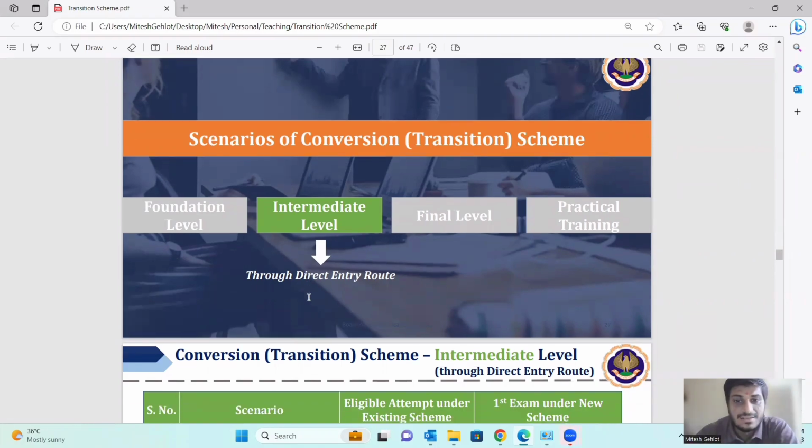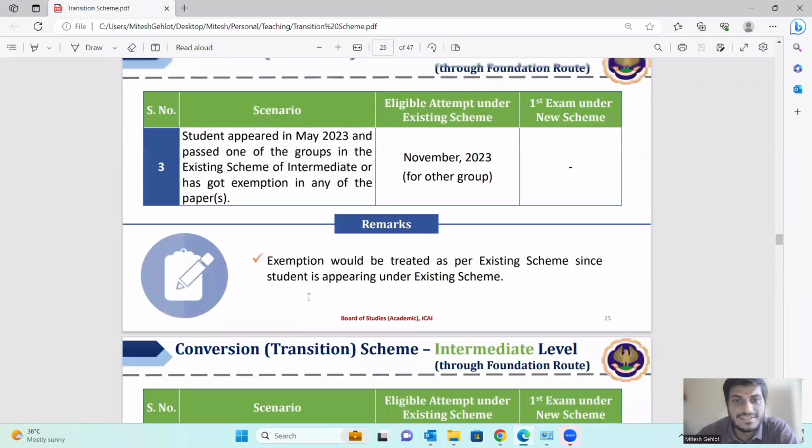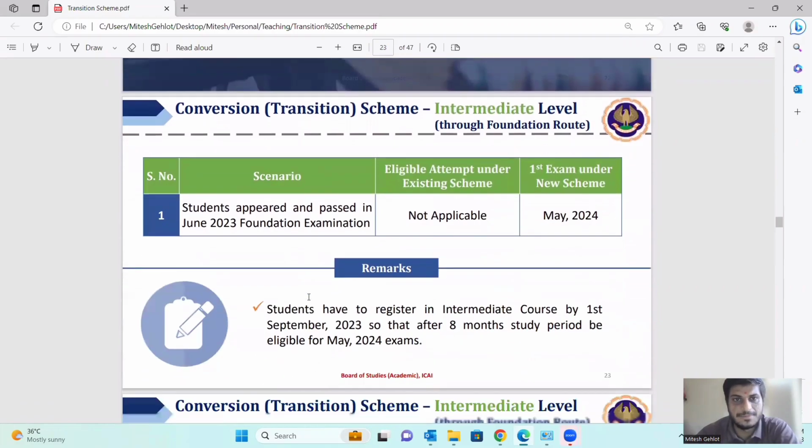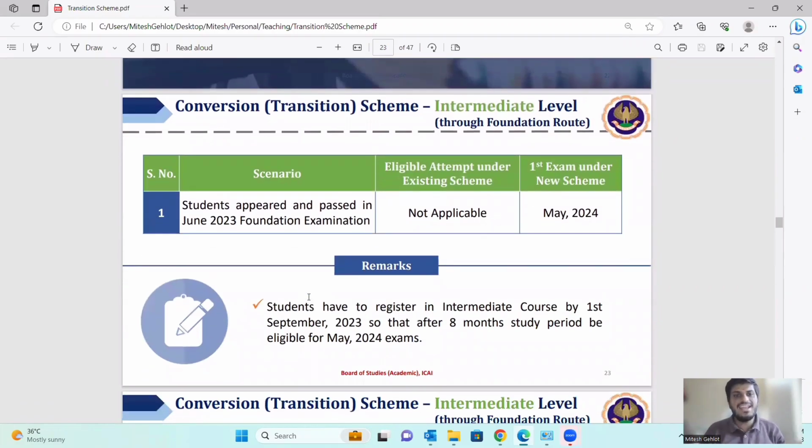First we will discuss the foundation students. First thing, very simple one. Anyone who has appeared in the foundation examination of June 2023, no doubt, go write your intermediate examination under the new scheme in May 2024. Just take the 8 month study period and write your intermediate examination under the new scheme in May 2024.